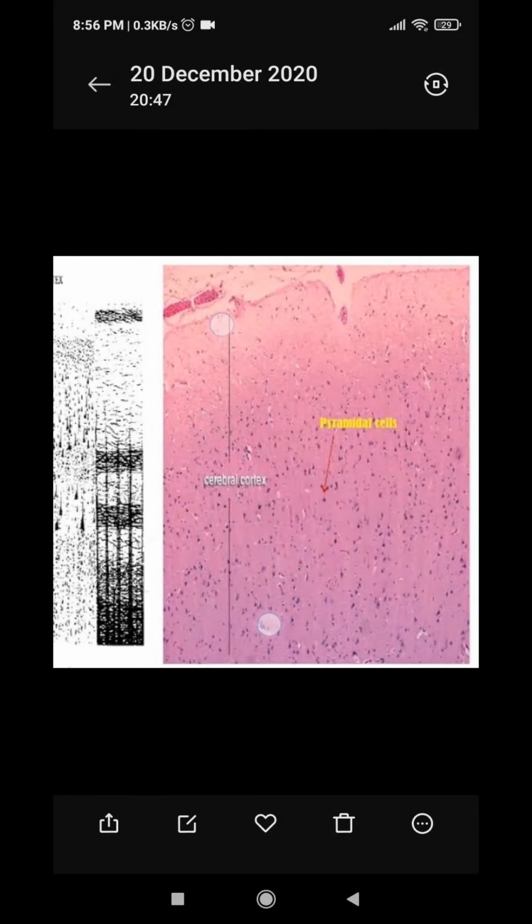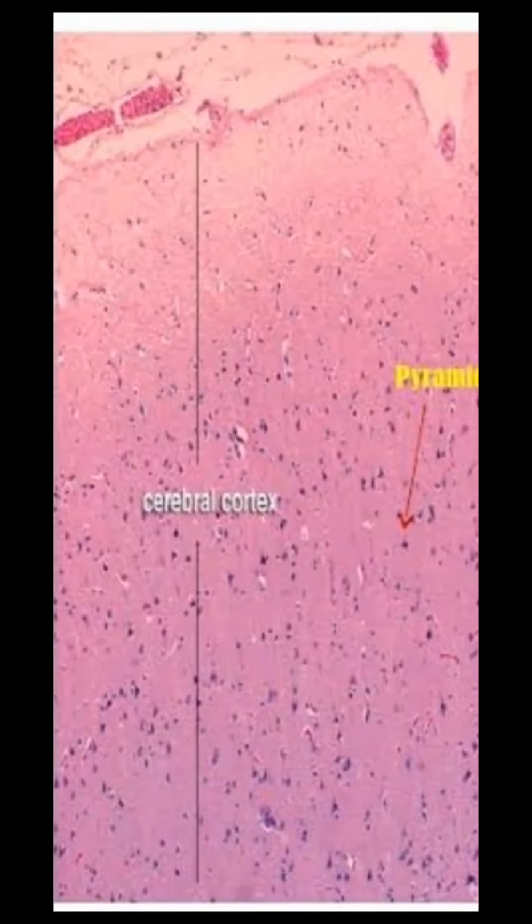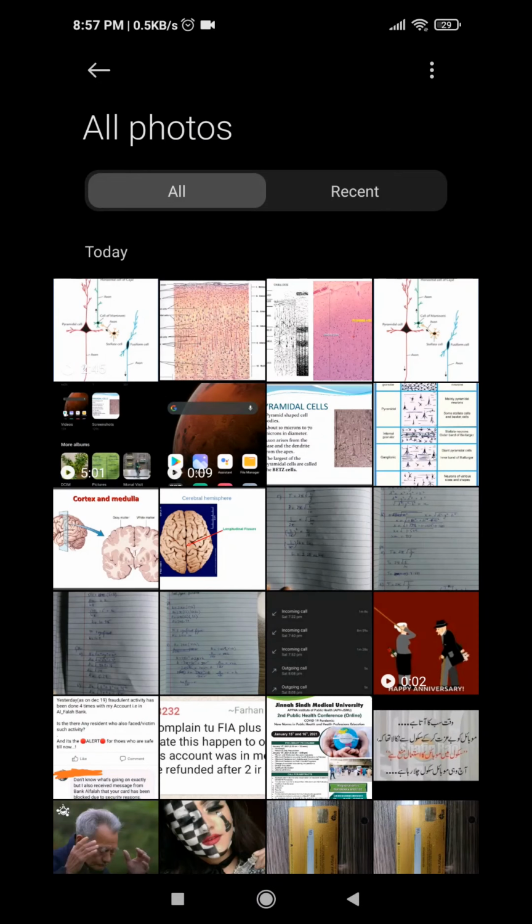Now, this is the histological section of the cerebral cortex, and you can see this is H&E stained, and in this section you only see the nuclei. You can see here the nuclei of various cells in the layers, and the surface of the cerebral cortex is covered by pia mater. So here you can see the arrangement of the cells in the layers of the cerebral cortex. Now we will study these layers in detail.